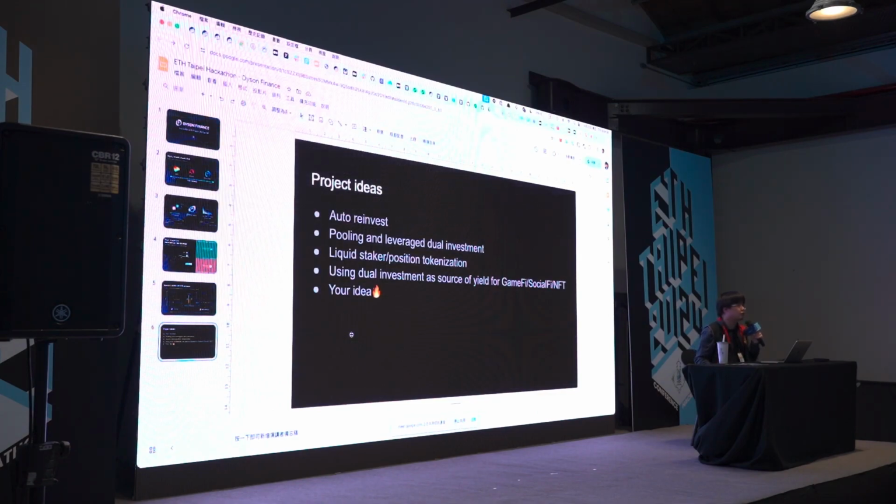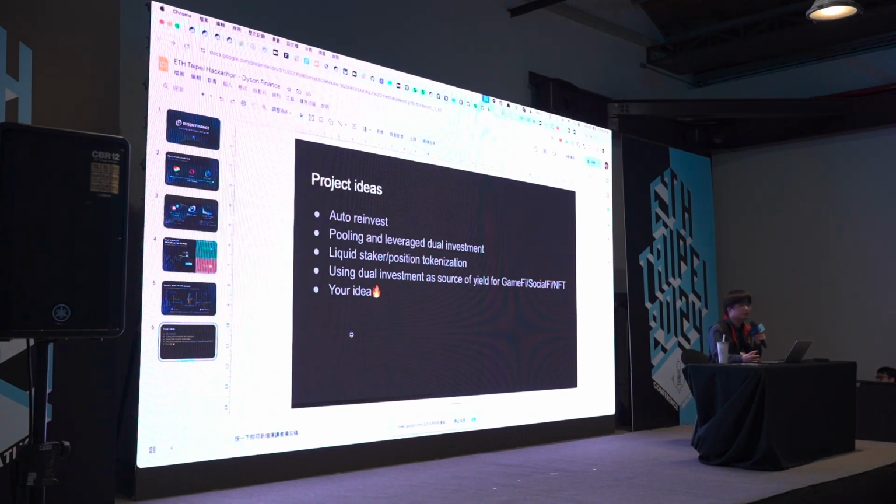And there's also some potential way to further increase the capital efficiency by maybe tokenizing and using the dual investment position as collateral to borrow more assets, like what people do in Gearbox and Alpha.